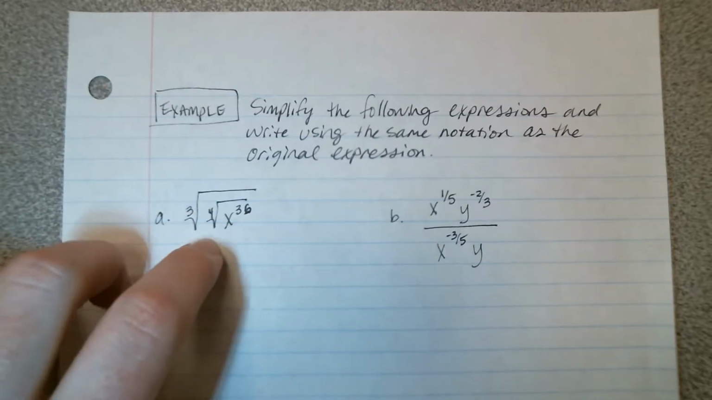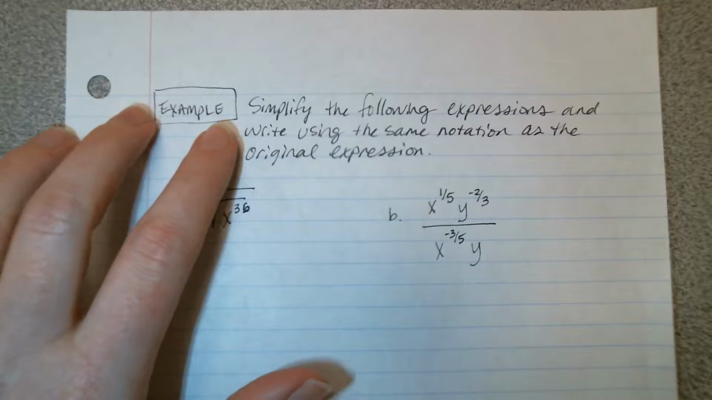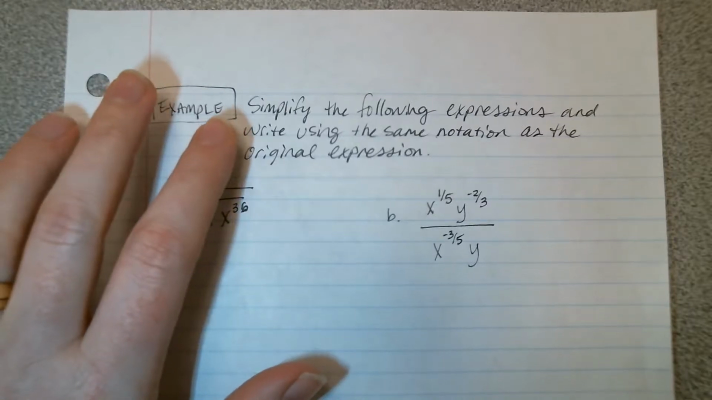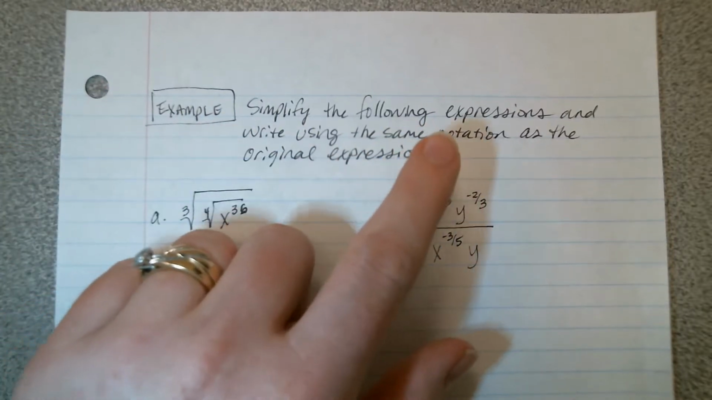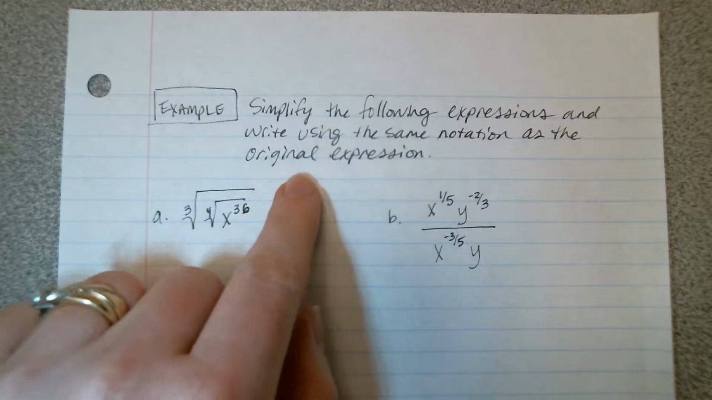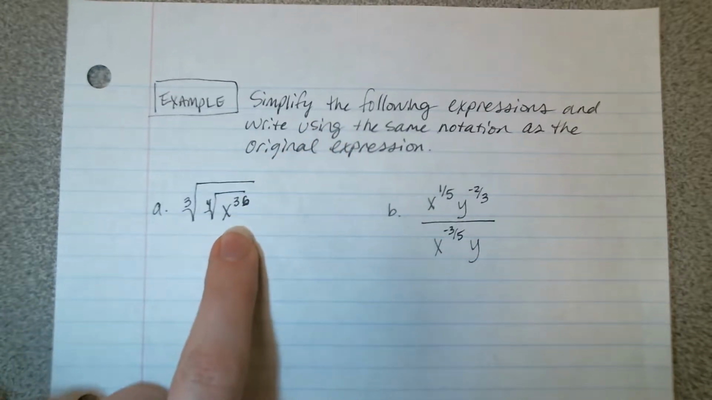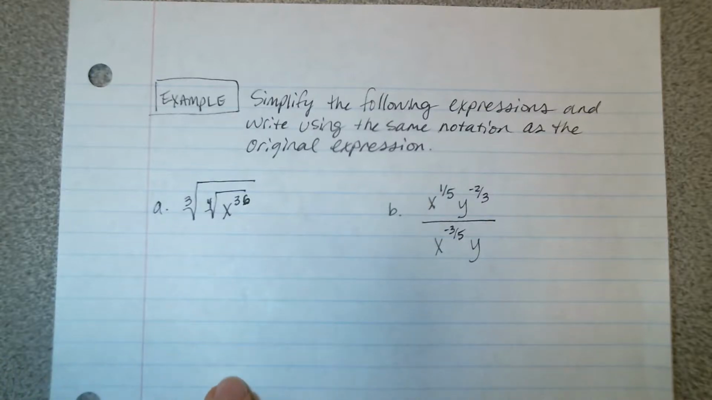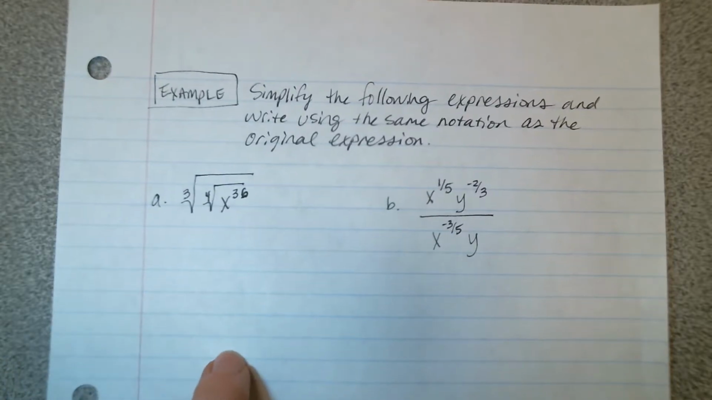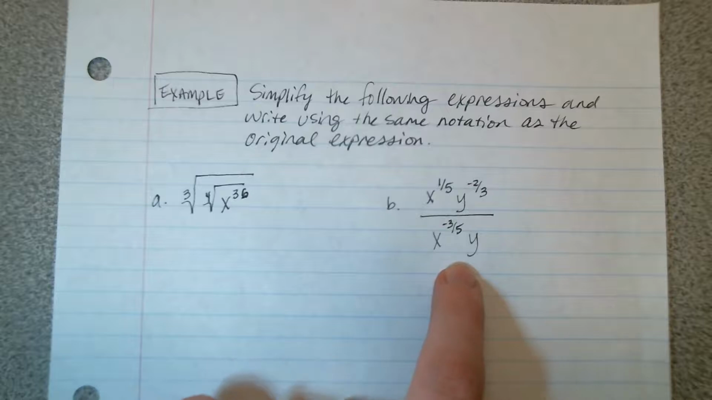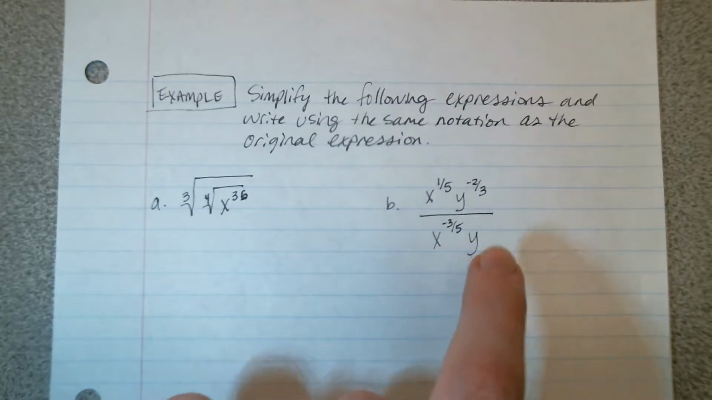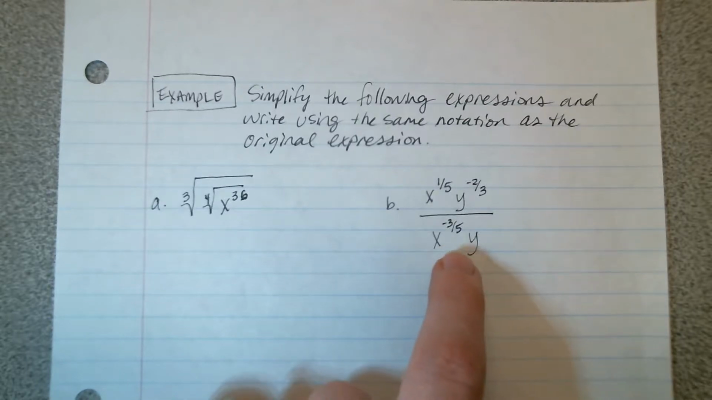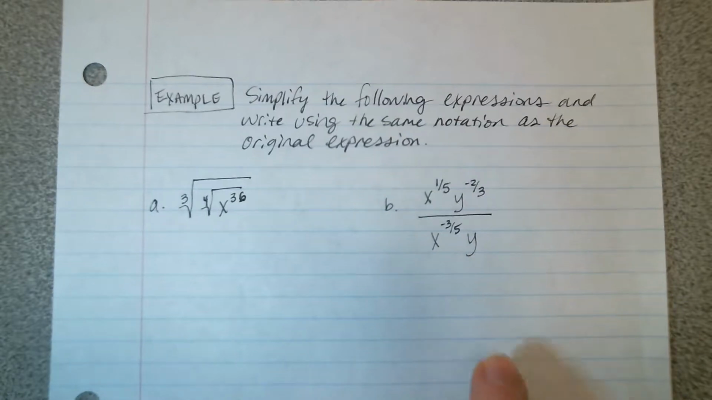So before I begin this problem, notice it says to simplify, but then we're going to write the answer using the same notation as the original. So since the original problem here was given using radicals, we're going to write our answer using radicals. Over here, we're given a problem with rational exponents, so in the answer it will have rational exponents.